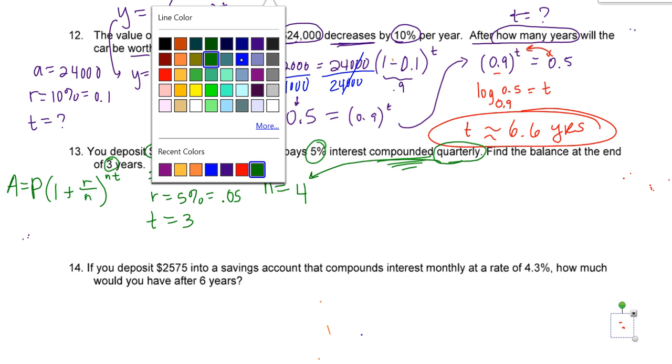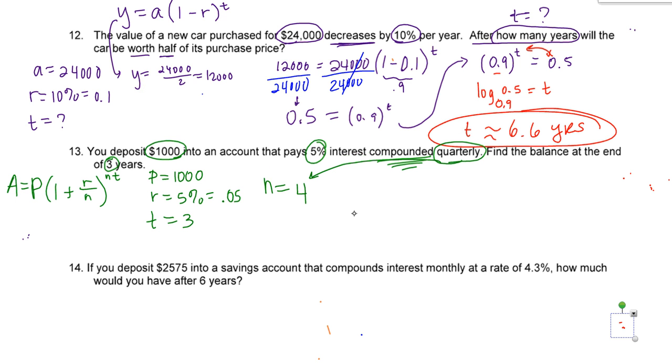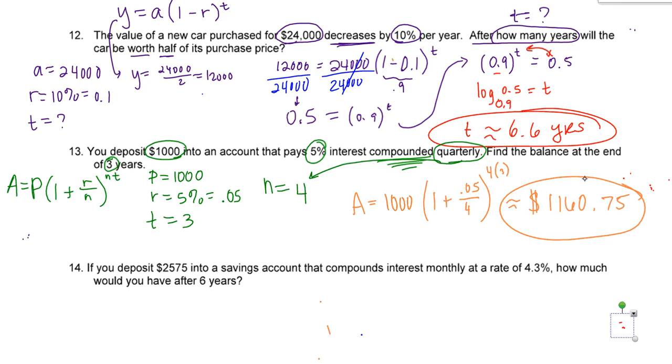So plugging it in, we get our value here. Capital A equals 1,000 times 1 plus 0.05 over 4, and the power is 4 times 3. That's easy. The calculator said it looks like it's $1,160.75.